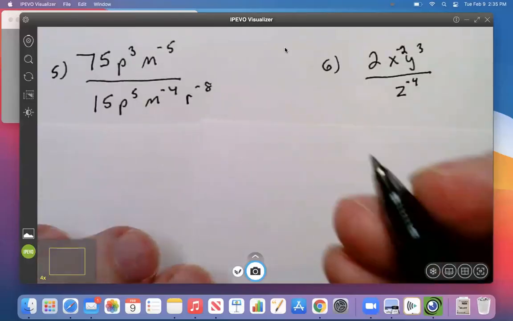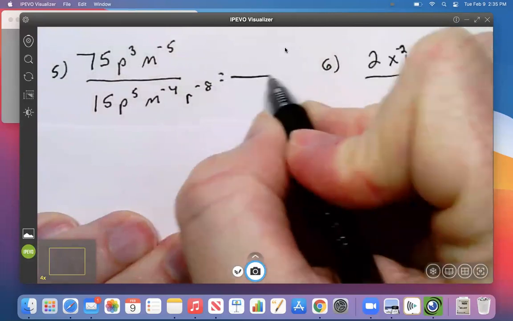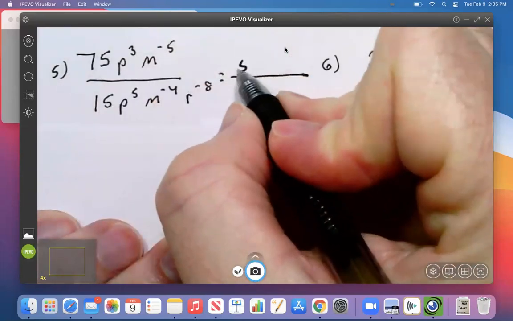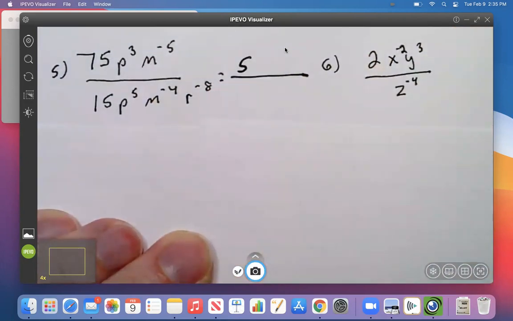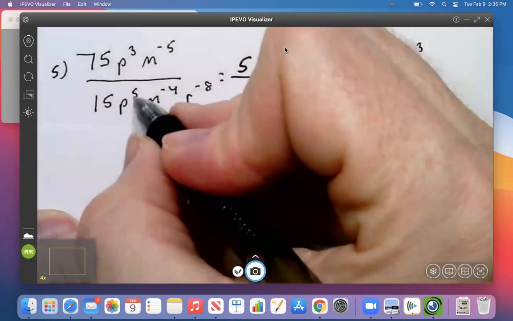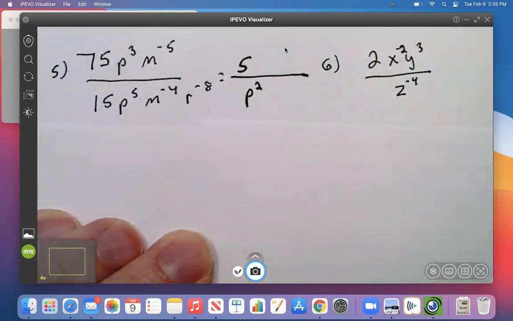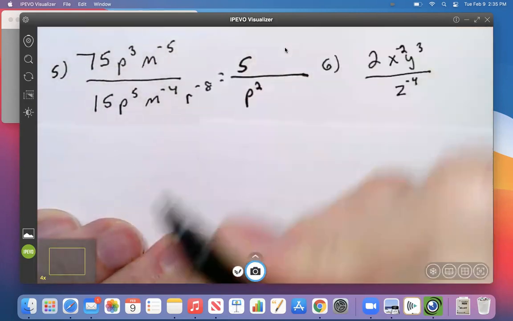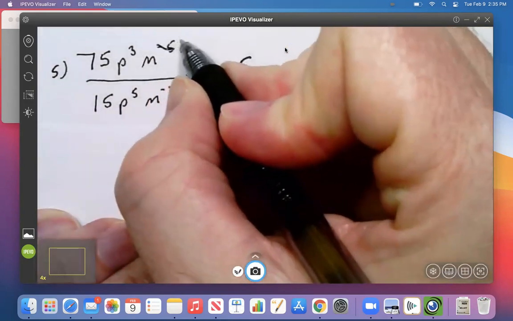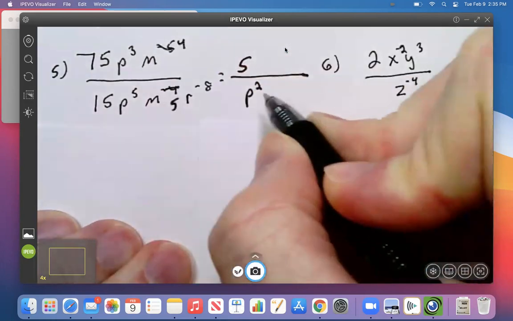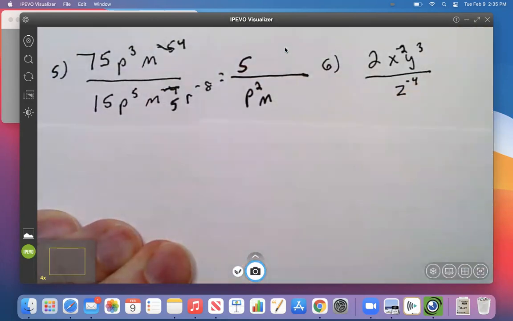On number 5, first thing I need to do is divide. 75 divided by 15 is 5 over 1. On the p's, I have 2 more on the bottom than I do on the top. On the m's, I need to swap places with them. That becomes positive 4. That becomes positive 5. And then I'm left with 1 on the bottom.